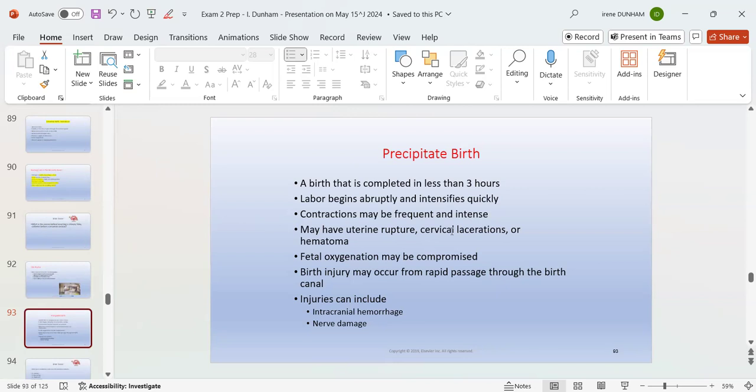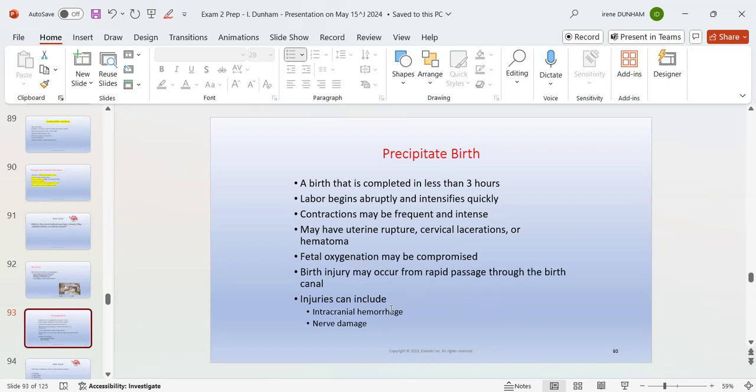It can cause cervical lacerations or even worse, a hematoma in the vulva, which is very, very painful. These kinds of deliveries are a problem, and fetal oxygenation can be compromised because, don't forget, this baby's coming down rapidly. Sometimes the baby can have an injury from intracranial hemorrhages. Because he's coming down the passageway so fast, you can cause a little bit of hemorrhaging in his head, and worse, some nerve damage. So again, these are things you have to think about.